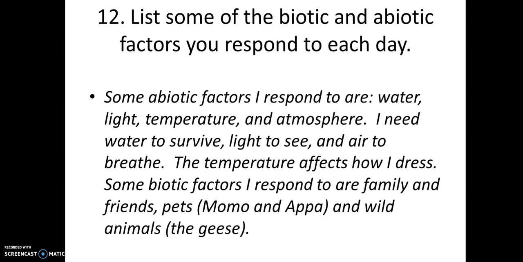I need water to survive. I need light to see. I need air to breathe. Temperature affects how I dress in layers because it can be warm and then hot.